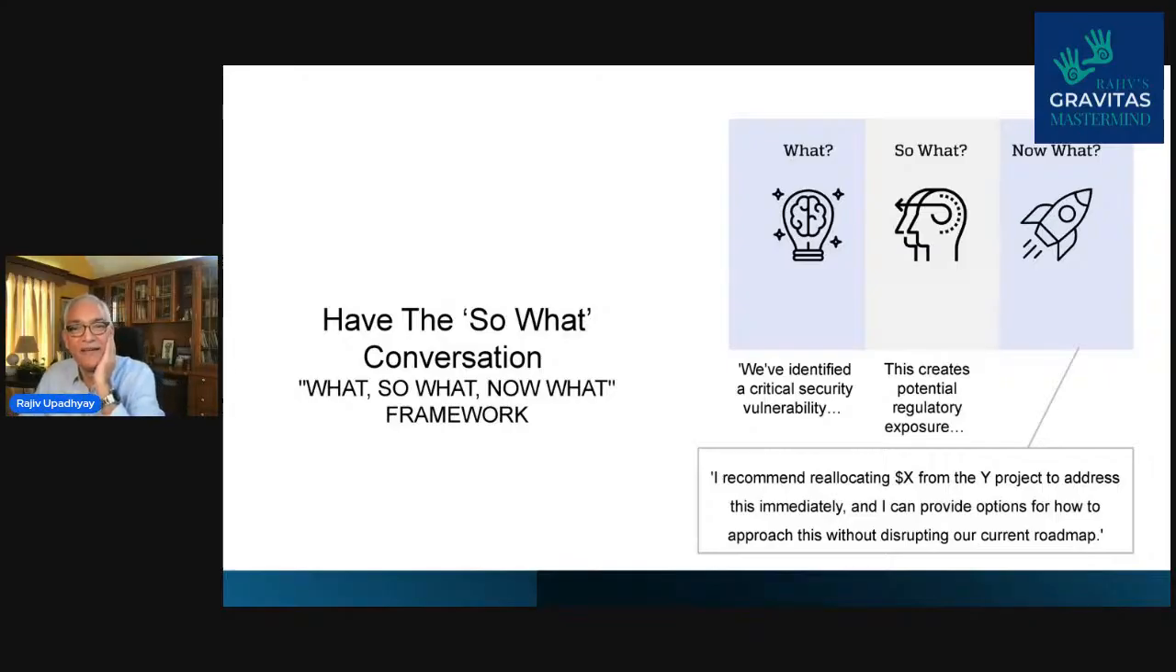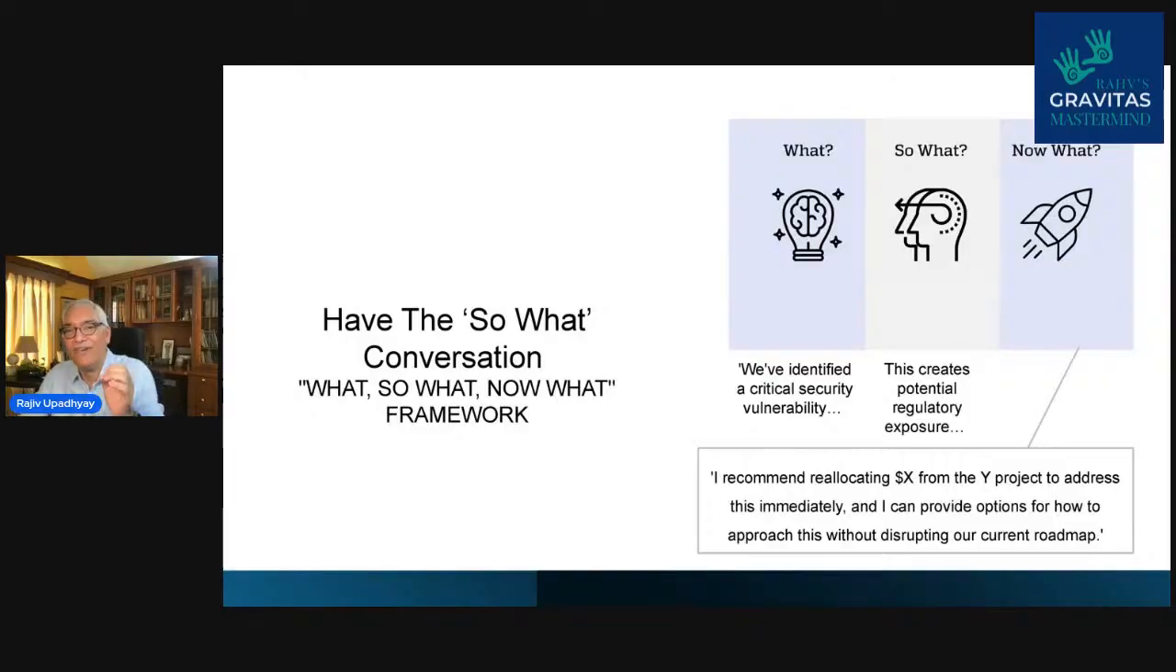Right? So here is an example of that. We have identified a critical security vulnerability. Okay, right? So what does that mean? So what? This creates a potential regulatory exposure. Now it makes sense to me. Okay. Now what? What exactly do we need to do? Once again, the first framework comes into picture. I recommend reallocating funds from a project to address this immediately, right? And I can provide options for how to approach this without disrupting the current roadmap.